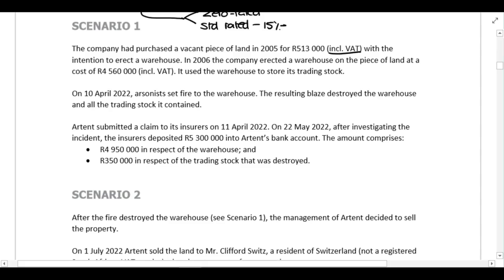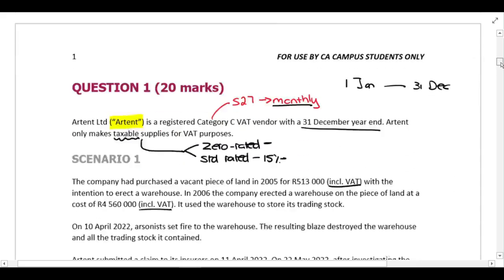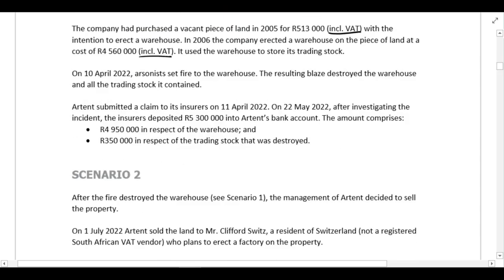Then in 2006, the company erected a warehouse on the piece of land at a cost of 4,560 million, including VAT again. So would they be able to claim the VAT? Yes, they would. And they say they used the warehouse to store its trading stock. Now, that is important. In this case, we know everything that this company does is a taxable supply. They only make taxable supplies, but it's important for you to understand that they use this in the production of income, for income tax purposes. They're using this for taxable supplies for VAT purposes.